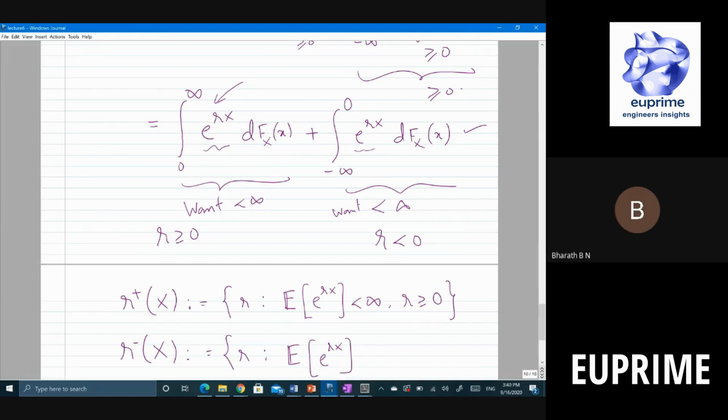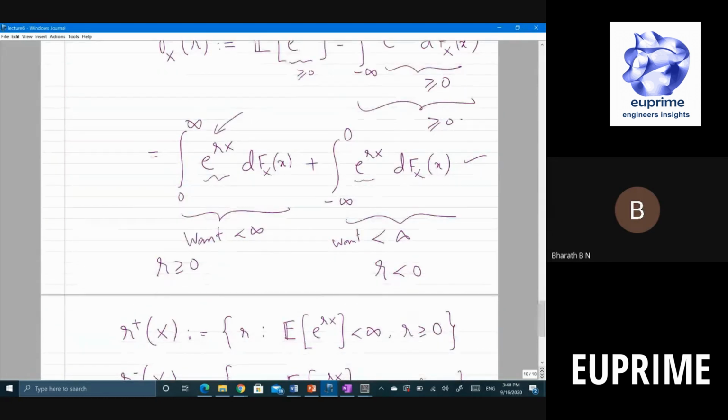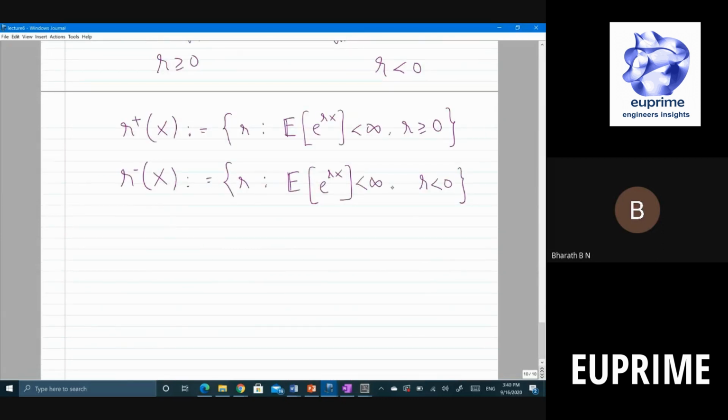is finite, where r is less than 0. If r is negative, what matters is the second term. If r is negative, you have e power minus r times minus x, x is also negative, so you have a positive exponent here and it goes to infinity. To avoid that, I want this to be less than infinity. Is that fine? So that will be an interval.